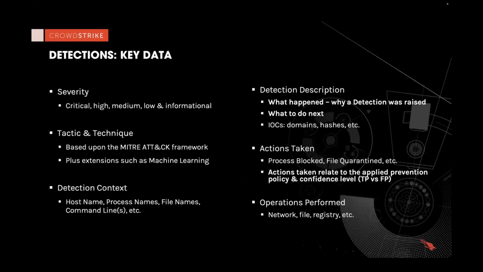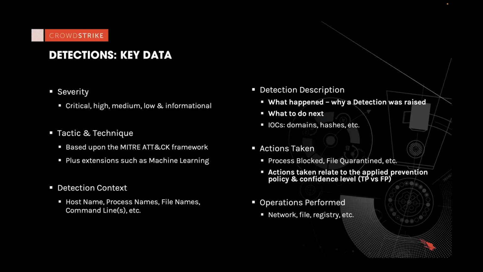Each detection contains basic host and process information, so fields like the host name, the process names, file names, command lines, and usernames involved in the detection, as well as the operations performed by those processes. Our detections are mapped to the MITRE ATT&CK framework's tactics and techniques, and as well as the MITRE ATT&CK classification, each detection also contains a description that tells you why the detection was raised and what we recommend you do next.